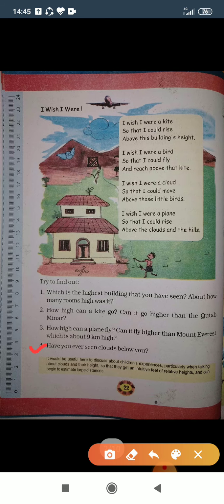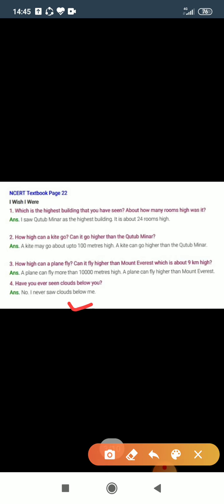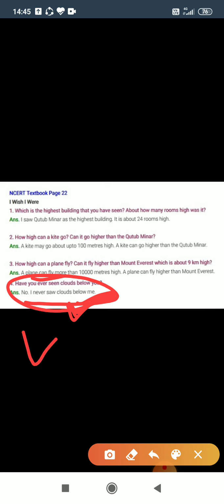Question number 4. Have you ever seen clouds below you? No, I never saw clouds below me. So if we are in a plane, then we can say yes, we can see the clouds below us, but in our daily routine, we cannot see the clouds below us.